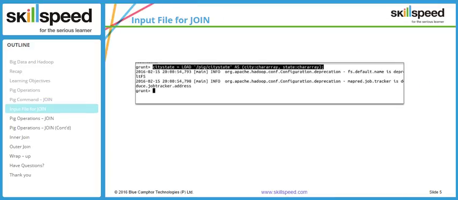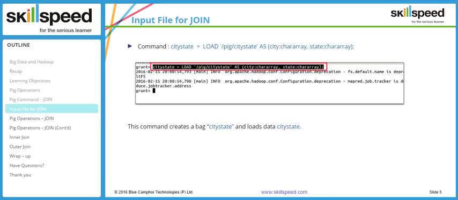Here we can see that I'm using the load operator to load the particular file called city state, and I'm loading it as chararray for city and chararray for state, meaning the data type for the first column, city, is chararray and the data type for the second column, state, is also chararray. So I just created a relation called city state, which refers to this new data set.